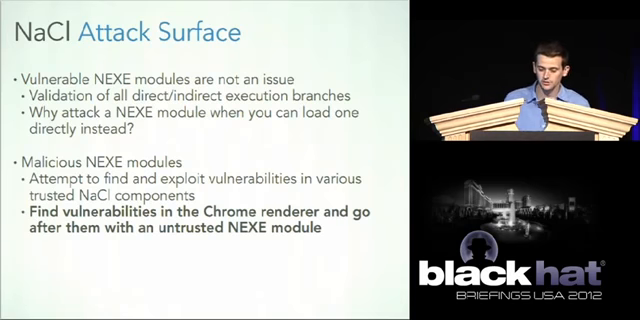Just like I said earlier, vulnerable exe modules aren't an issue, right? Why would you exploit a vulnerability in a native client module when you can just run your own exe module? There's really no point. It does validation of registers and everything, and even if you could exploit a use after free in an exe module, it wouldn't matter because you'd only be able to return to trusted code. So what we need to do is take an exe module and find vulnerabilities in the Chrome renderer and then go after them with that exe module.